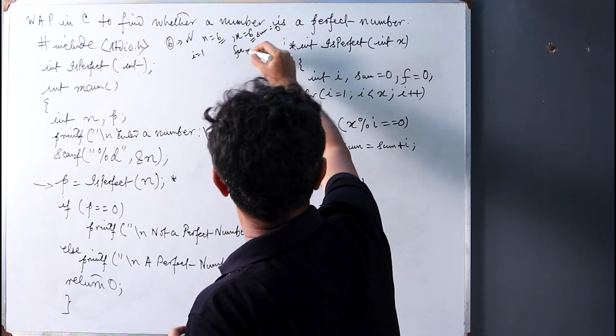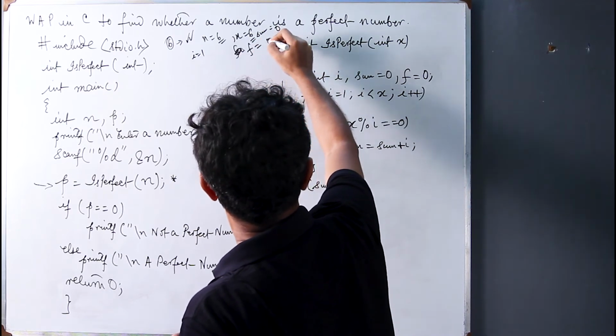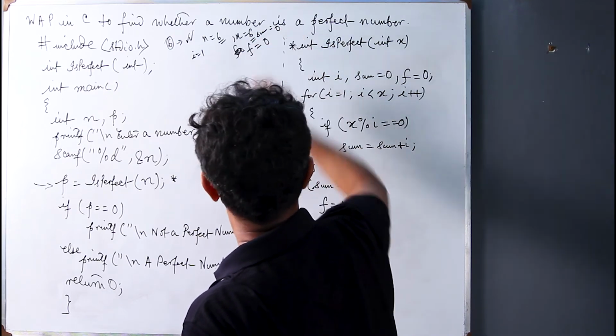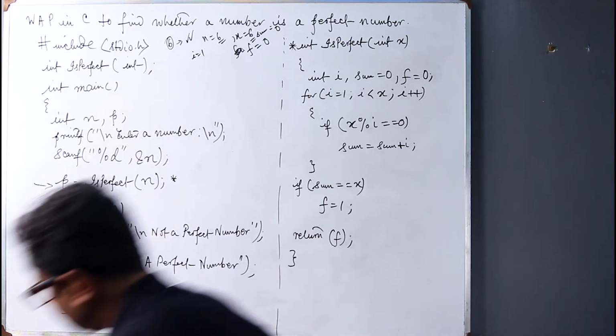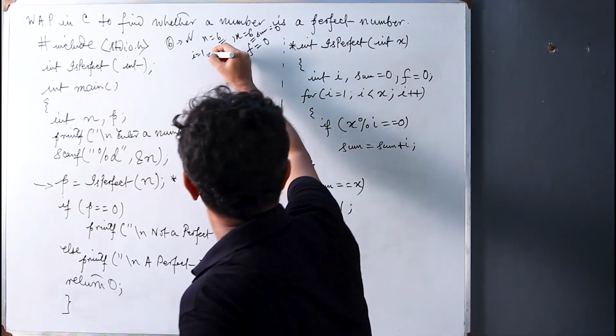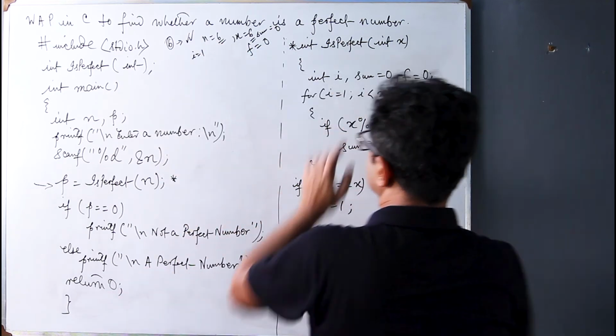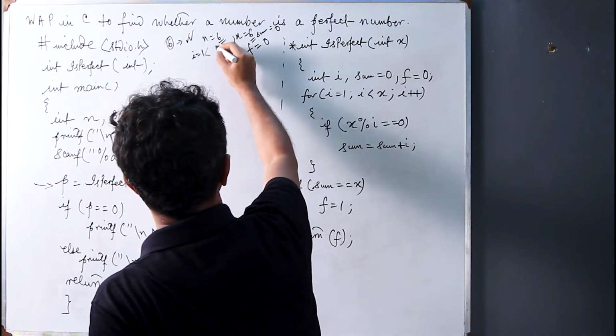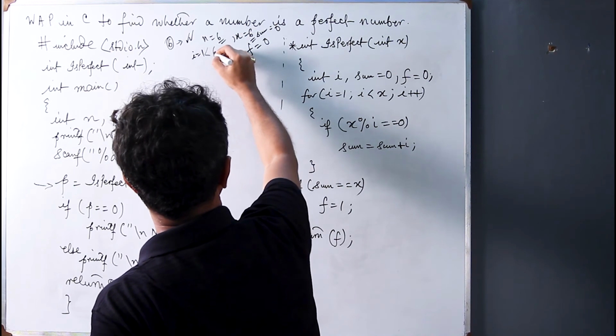F is equal to... no, not fact. This is f. F is equal to 0. So now we will start with the value of 1 for I. I is less than x. Let us check. X is 6. So I is less than 6.